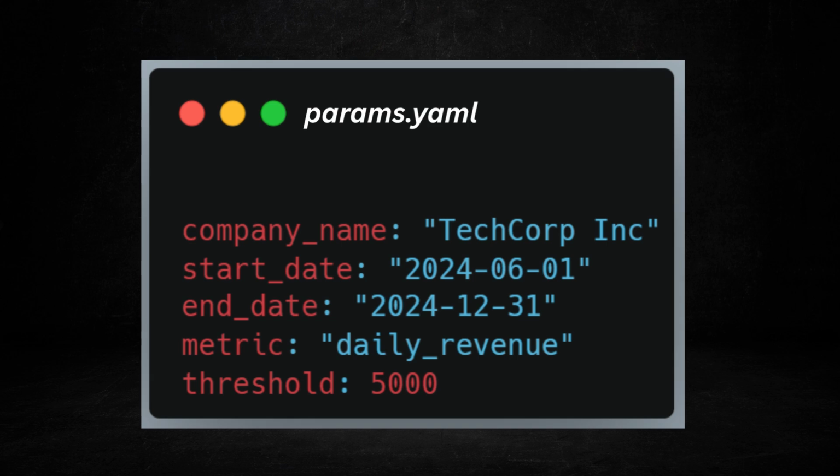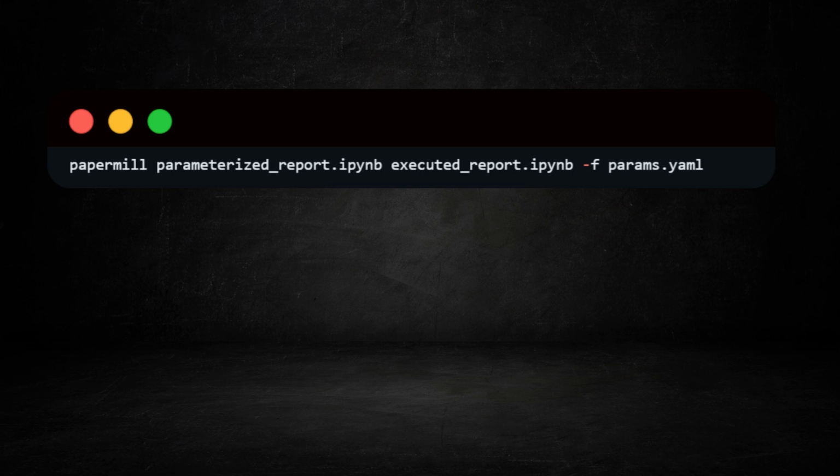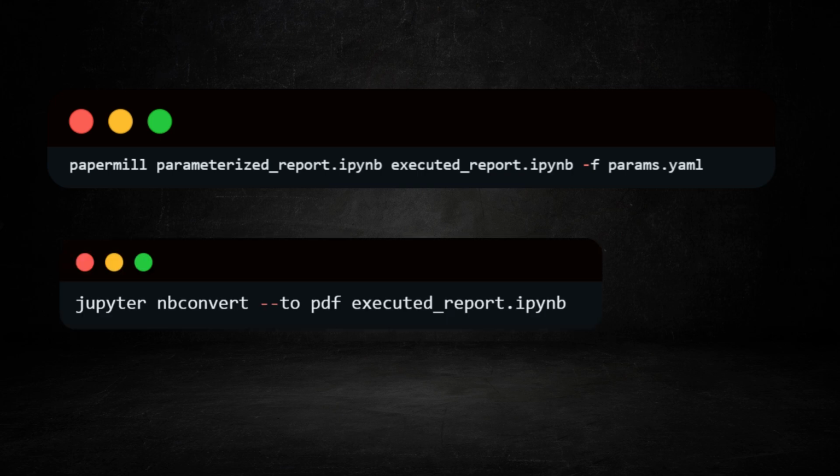Now the conversion becomes a 2-step process. First, you need to execute the notebook using Papermill with the updated parameters. Then, like before, you can convert the executed notebook to PDF using nbconvert. Note that you don't need the execute flag here since Papermill has already run the notebook. As you can see, this can be powerful for automated reporting.